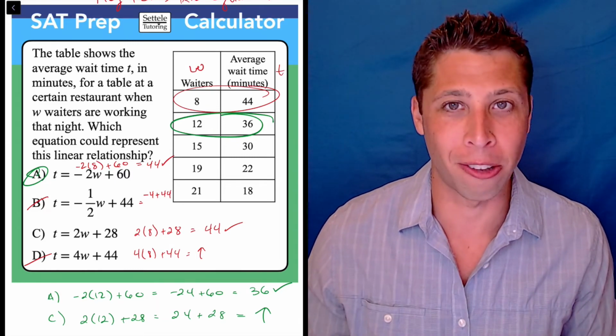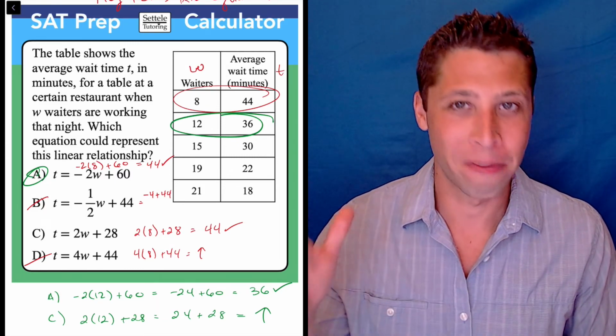You don't need to do complex algebra. It'll only get you in trouble. Just plug the points in the equations.